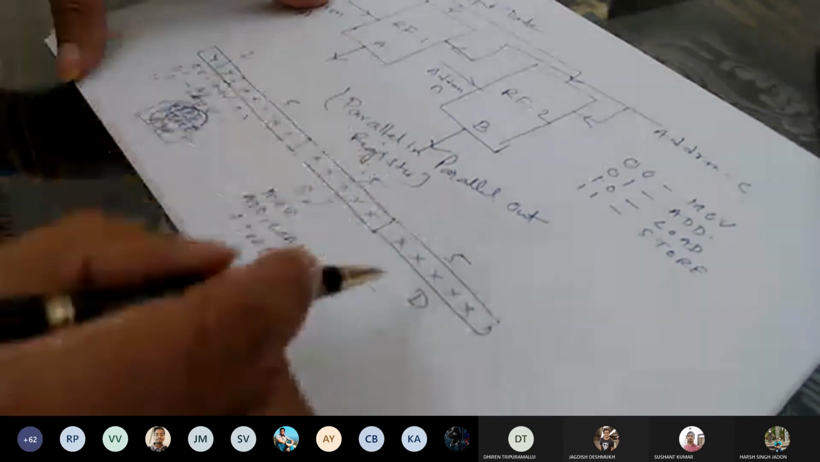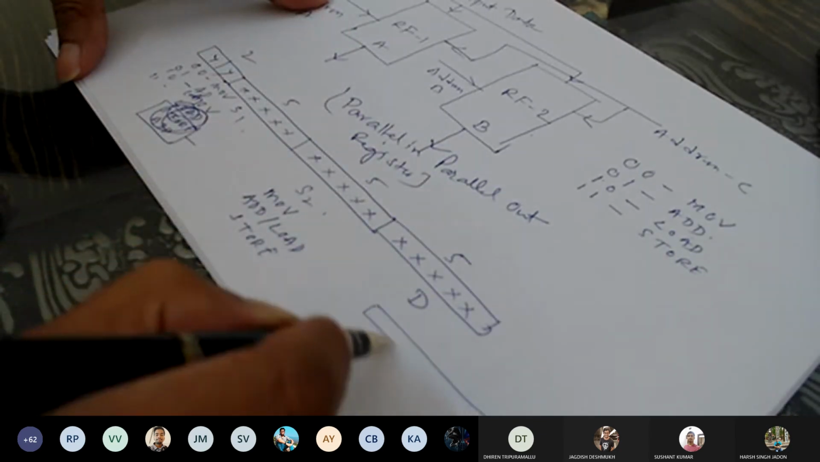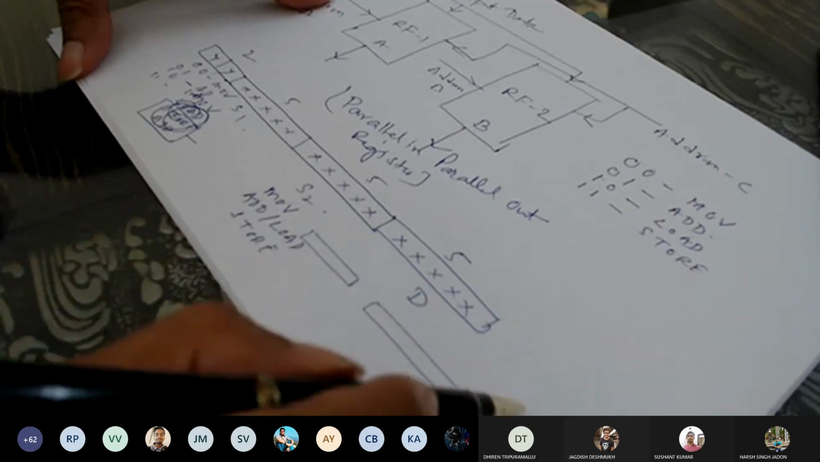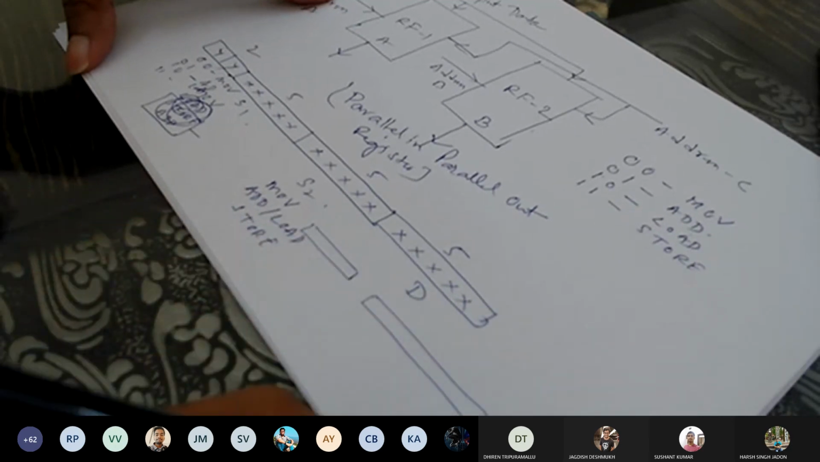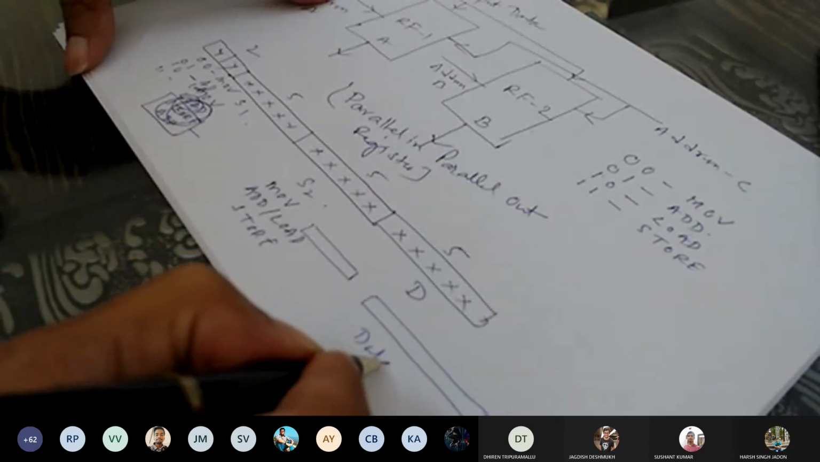In addition to that, what I will do, I will implement 3 more registers outside this register file. One is for data.